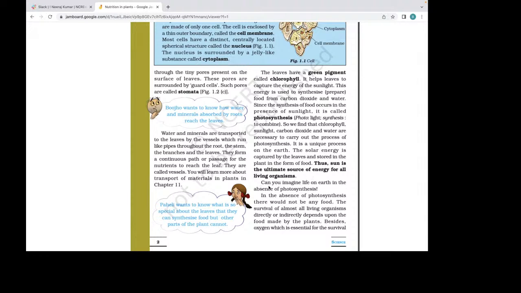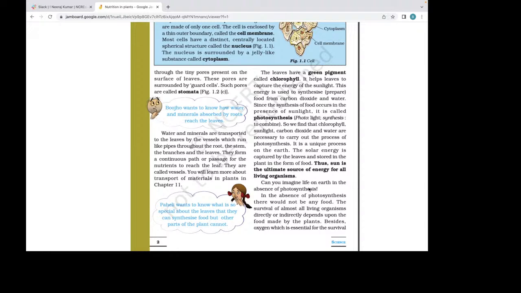Okay, now can you imagine life on earth in the absence of photosynthesis? If there is no photosynthesis, can you imagine life? Is it even possible? Photosynthesis gives you the food that you need to survive.